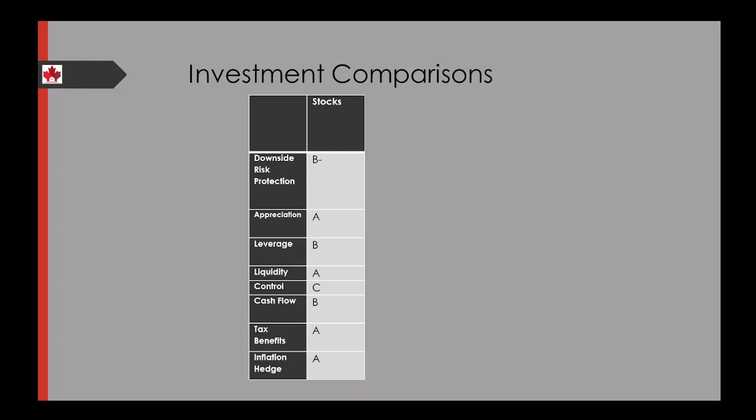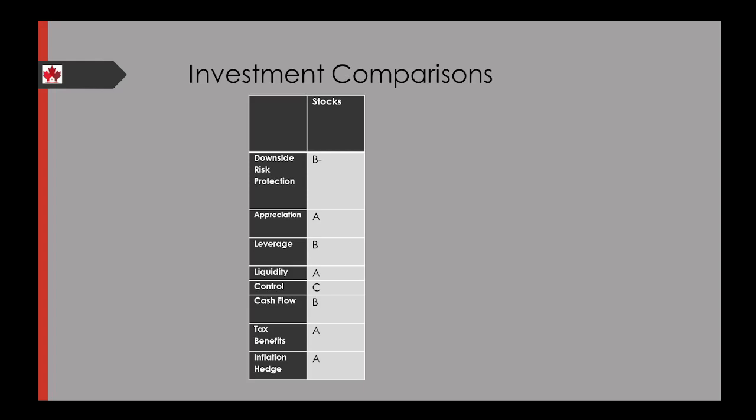Downside protection, I call it a B minus. Stocks can certainly go down. Individual stocks can go bankrupt. If you have an index ETF that you're buying that is following stocks, you could go down 20% in a bear market every 4 or 5 years. You could go down 30% in a pretty significant bear market.